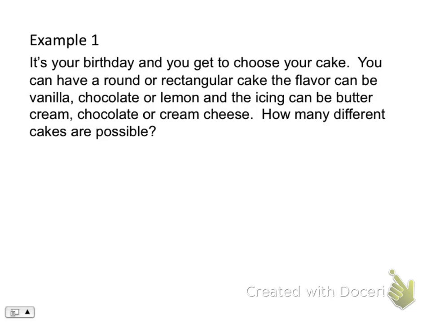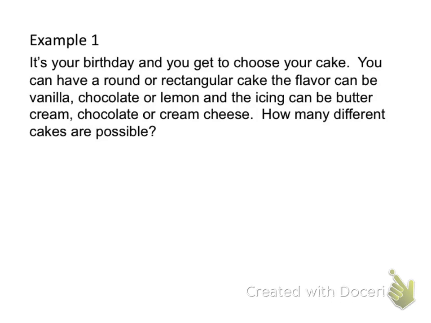It's your birthday. You get to choose a cake. You can have a round or rectangular cake. The flavor can be vanilla, chocolate, or lemon, and the icing can be buttercream, chocolate, or cream cheese. How many different cakes are possible?